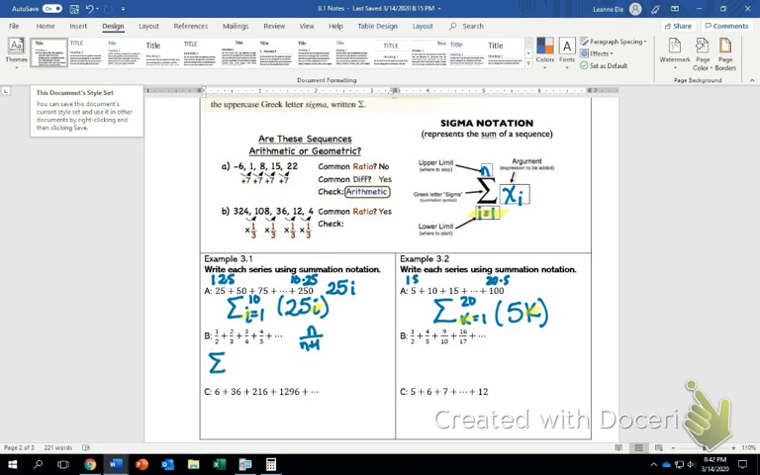So I'm going to do sigma. I started with the number 1, so I'll use k again. k equals 1. And then our upper limit, well, we have these ellipses, and when you have the ellipses, you go to infinity. So then our rule is n over n plus 1. So this is our sigma notation.